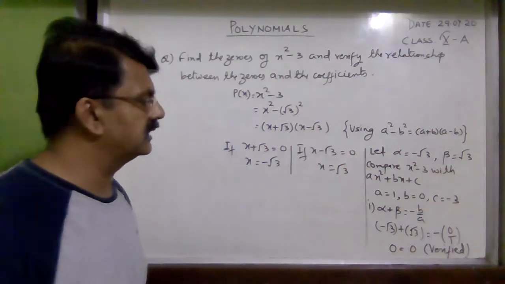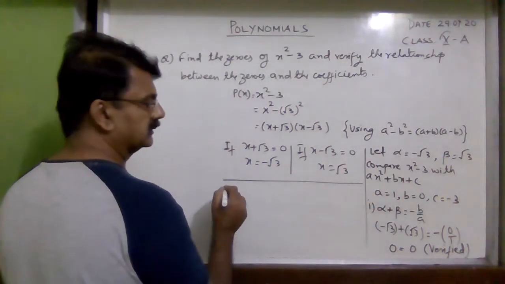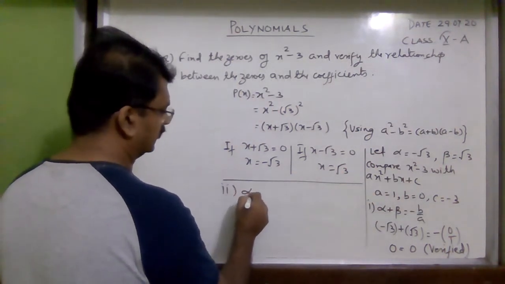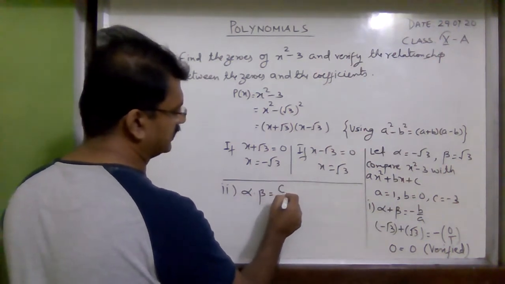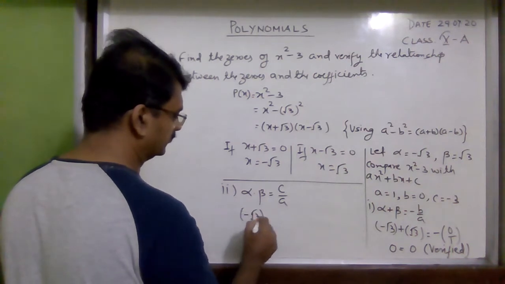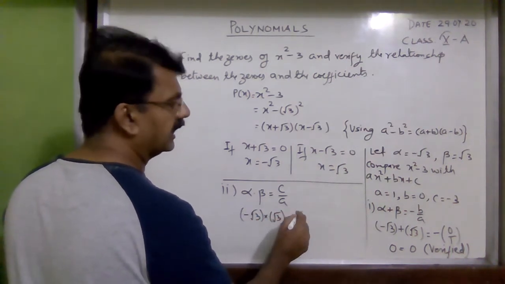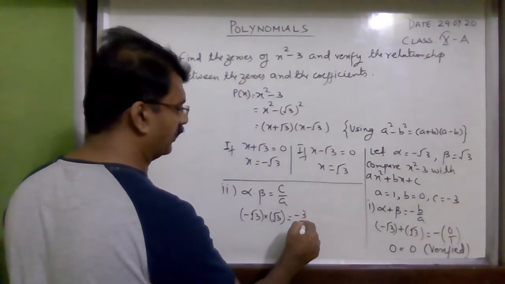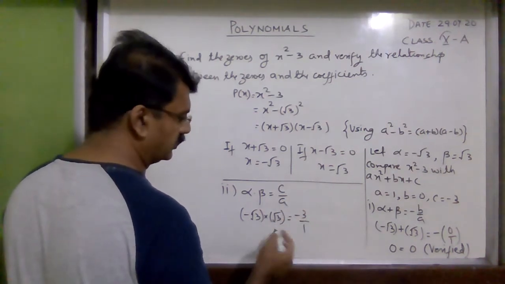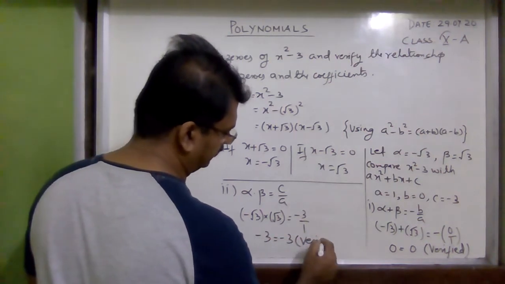The first relation is verified, and then the second one, alpha into beta is equal to c by a, means minus root 3 into root 3 is equal to minus 3 upon 1. So root 3 into root 3 gives you 3. You know that minus 3 is equal to minus 3. This is also verified.